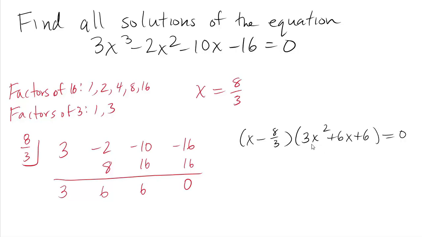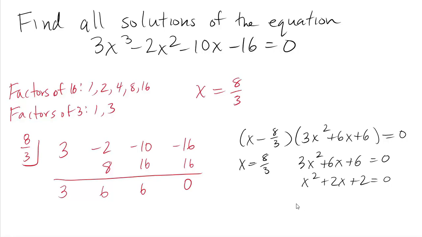If you've seen this done before, you know we can factor a 3 out and distribute it through here so that we don't have a fraction. But our goal isn't to get this factored. Our goal is to find the solutions. So we already know the solution that comes from this one is 8/3. And now we just have to solve this equation. 3x squared plus 6x plus 6 equals 0. Dividing everything by 3, that's x squared plus 2x plus 2 equals 0.